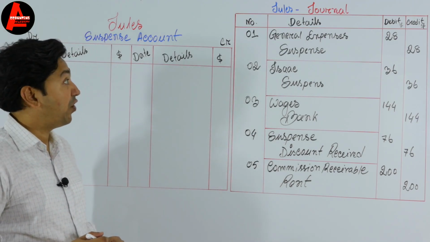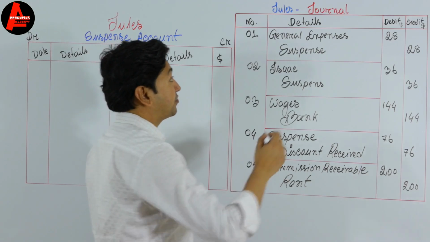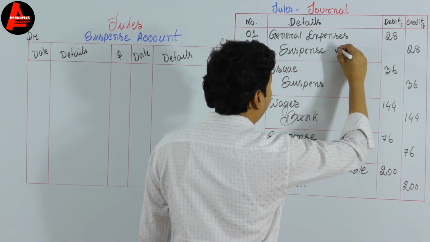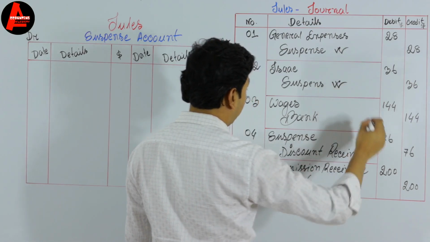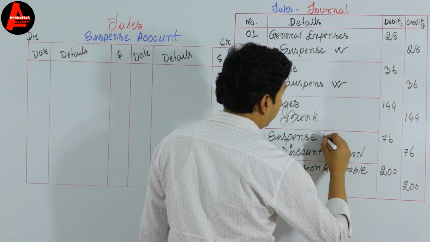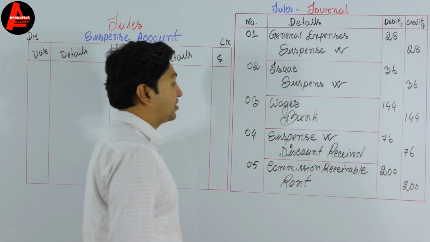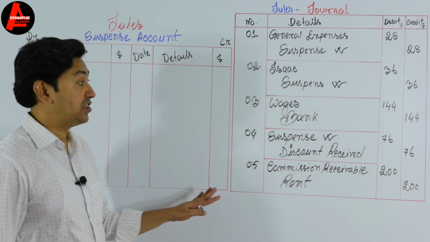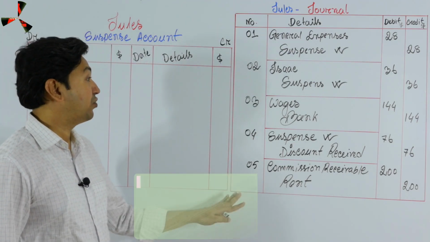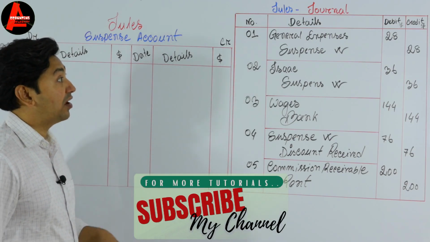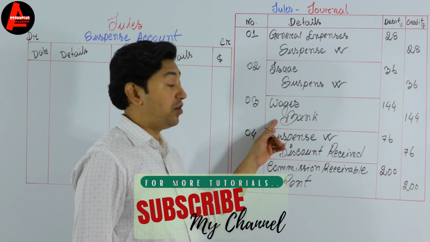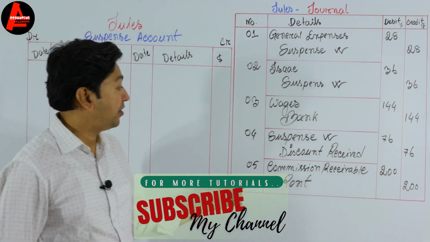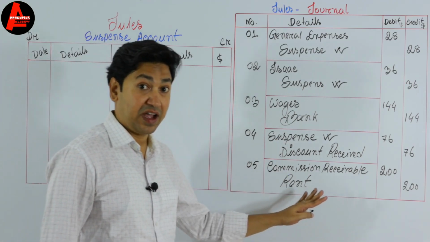Okay, so where we have suspense? Here we have suspense in number 1, then we have suspense in number 2, and we have suspense in number 4. Okay, so these 3 suspense related transactions we have, and this will appear here. Okay, so number 3 has no suspense account, so this will not appear here, and same for number 5, there is no suspense account here.